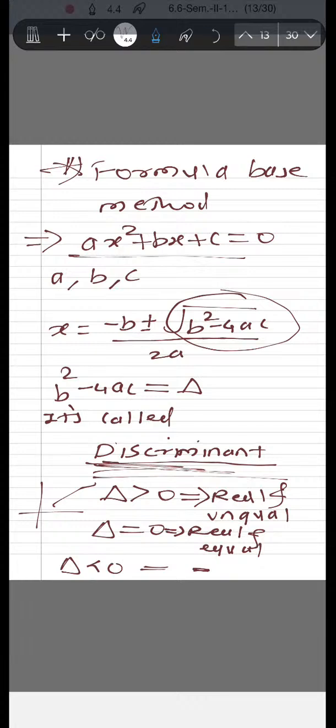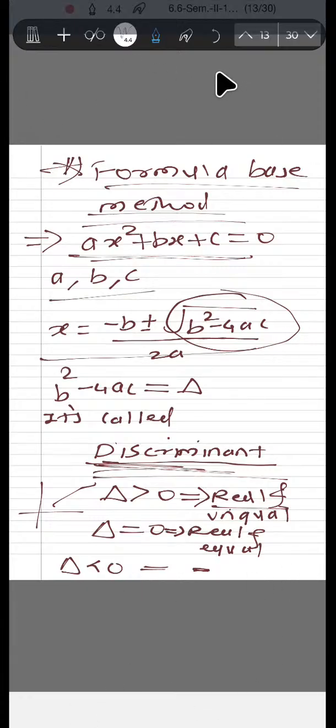Now what exactly is the meaning of real? Real means it can be any positive or any real kind of number: whole number, natural number, fraction form, decimal form, rational, irrational. So that is nothing but the formula based method for the quadratic equation. What I said: if any equation is quadratic, then simply compare it and write that formula.